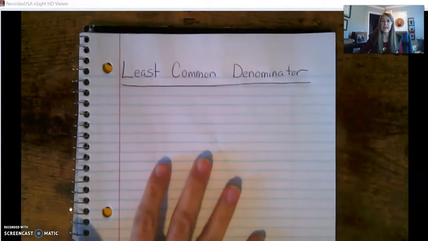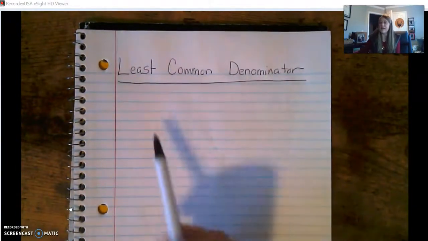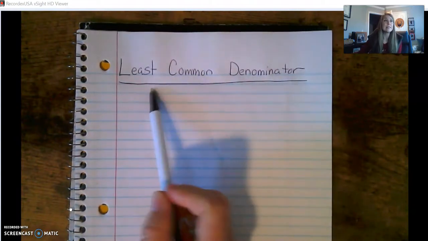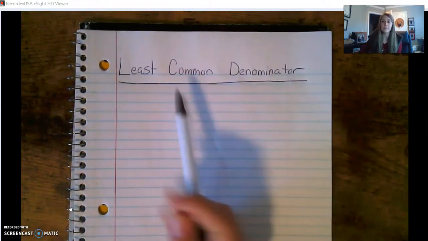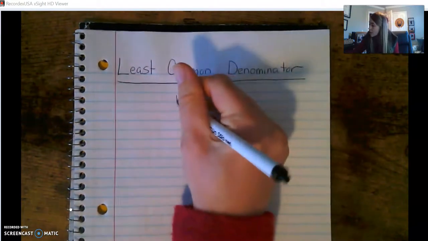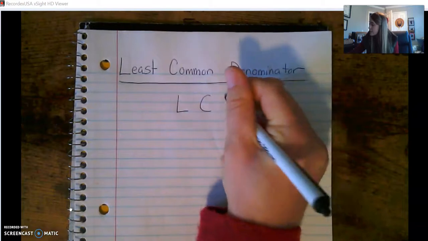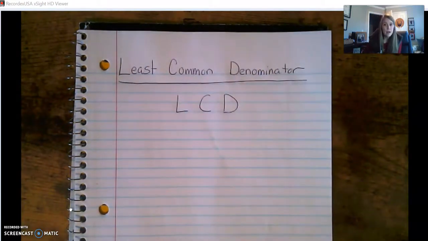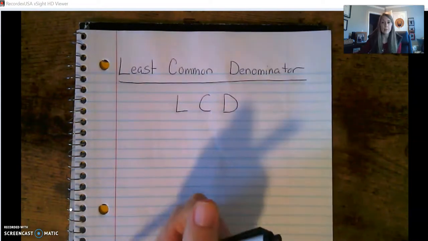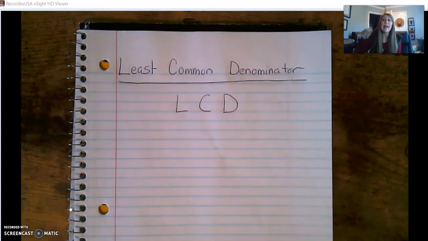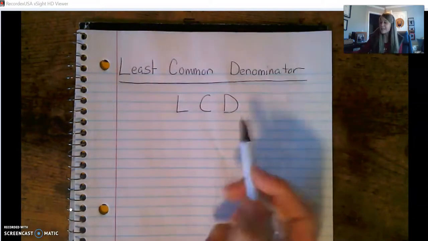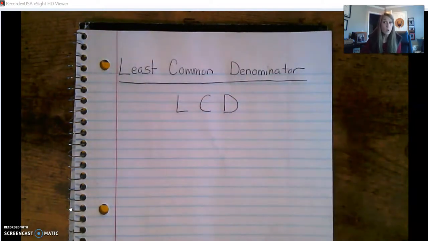So what I'm going to need you to do is at the top of the next clean page, go ahead and label your page least common denominator. Least common denominator, or sometimes we call this LCD. Now that sounds almost like least common multiple, or LCM, which we talked about yesterday in class. And in fact, it's pretty much the same thing. The only difference is that last letter. Instead of talking about multiples, now we're saying denominator.